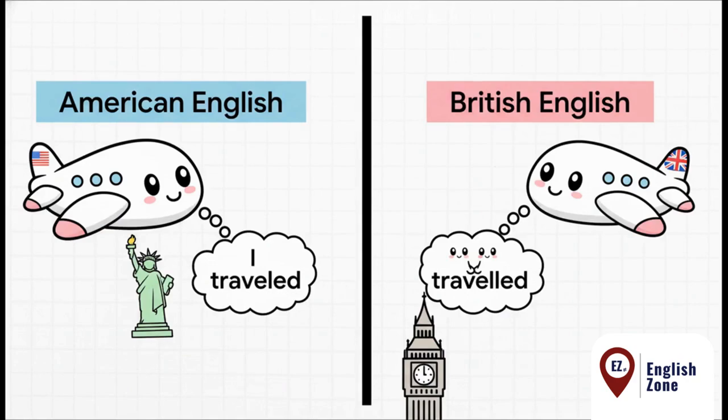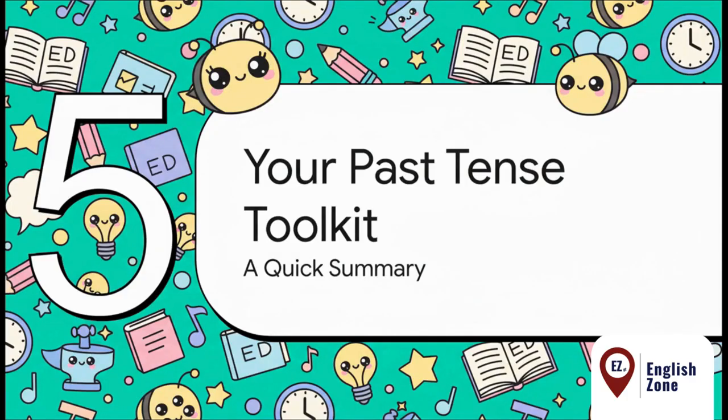Take the verb travel. In American English, we put the stress on the first syllable, travel. Since the stress isn't at the end, you just add ed to get traveled with one L. But in British English, they often stress the final syllable, so they follow the rule and double that L, spelling it travelled. It's the exact same verb, but the spelling literally changes based on how you say it. How cool is that?